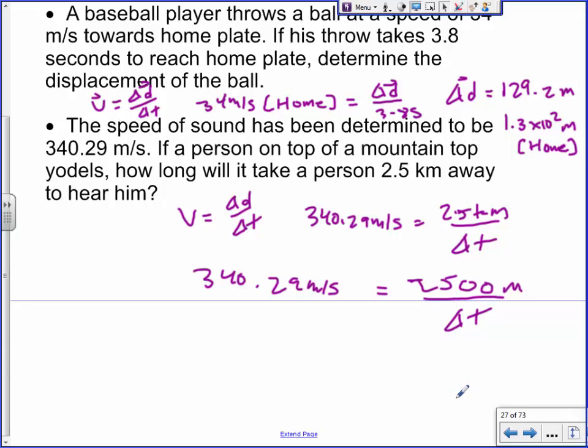How do you rearrange this? Good, yeah. Time goes up here, and the 2500 divides by that number, so your time should be 2500 divided by 340.29. I got 7.3. Sound good? Cool. Take a quick break, like 2 minutes, just to stretch, use the bathroom, grab a drink if you need, and then we'll talk about acceleration in a second. So, take a quick stretch break.